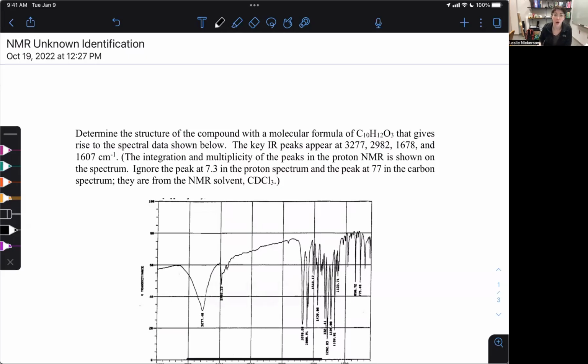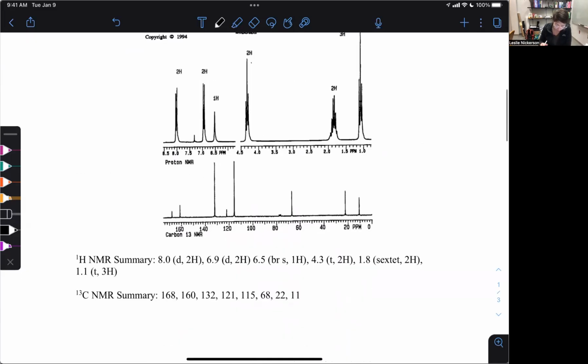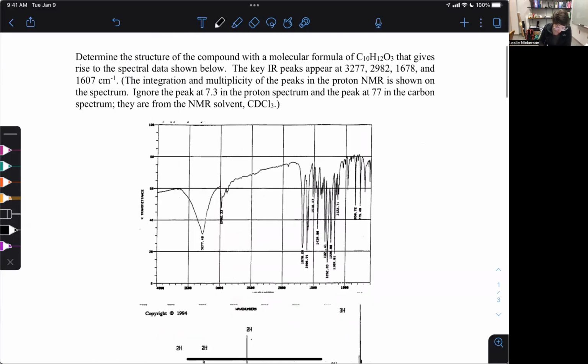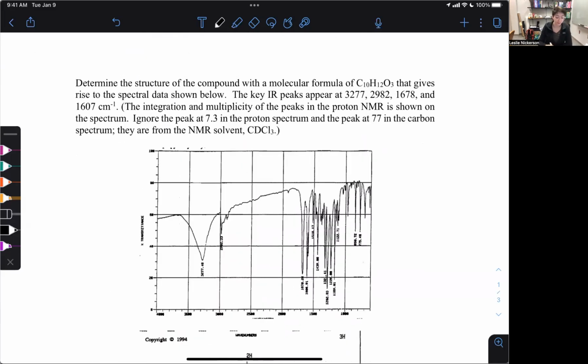Hi everybody, I'm going to show how I go through kind of an unknown identification using NMR and IR. So I've got NMR peaks, proton and carbon, I've got the IR, and I've got the formula. Some of you are going to have to figure out this formula from a mass. I would say you're going to use a lot of the NMR to put that all together, and I'll talk about that along the way.